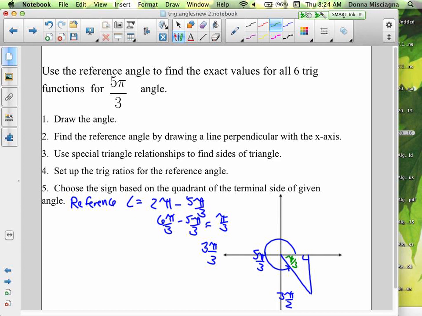What's that? No, that's not one of our sides from our special right triangles. What side goes opposite pi thirds? Square root of 3, yes. Pi thirds is the same as 60 degrees, square root of 3. What would be our other side there, our adjacent side?